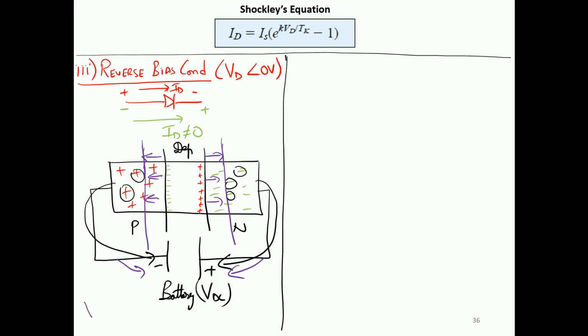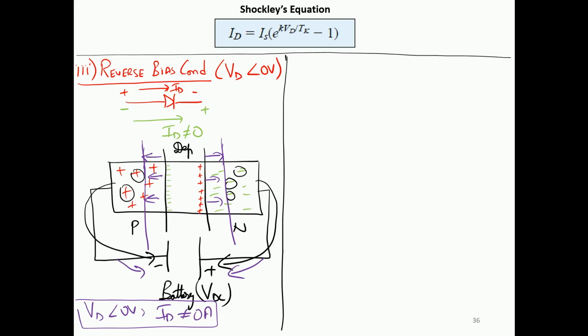Thus we say, when we apply a negative voltage, there is no flow of current ideally. So the drift current is going to be zero, and we saw this in terms of a short circuit switch, that there is going to be no path for the current to flow.